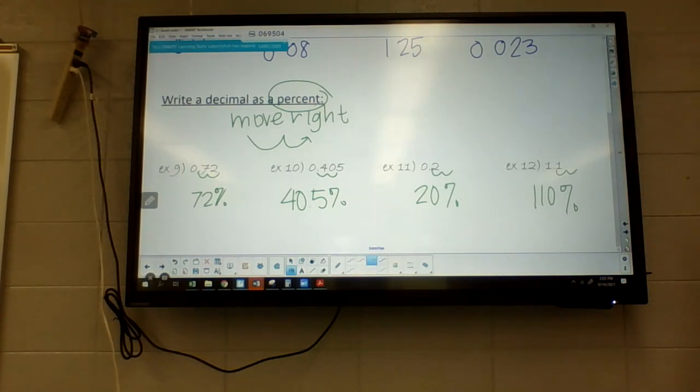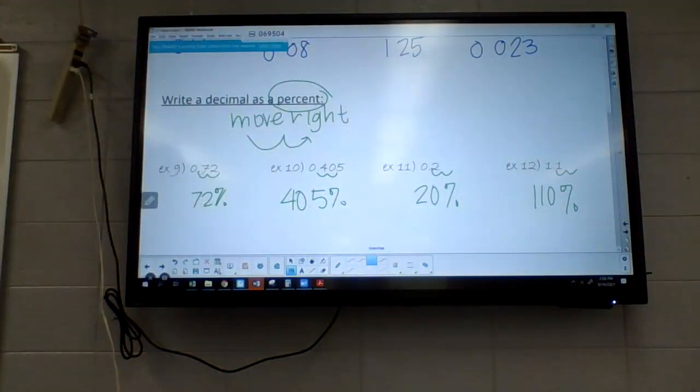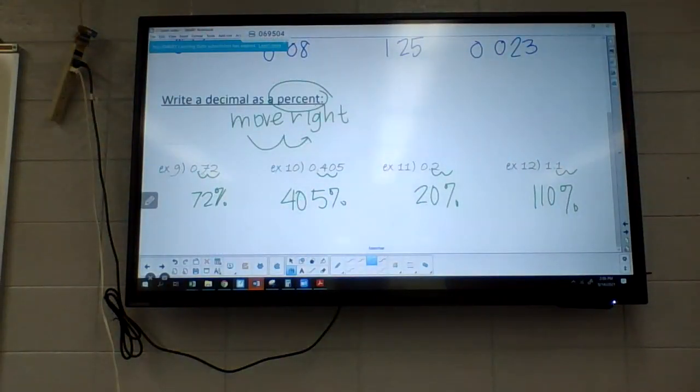If I'm talking about the price increase of gas over the past however many months, it's going to go over 100%. Or when you talk about marking something up at a store, they use percentages over 100.